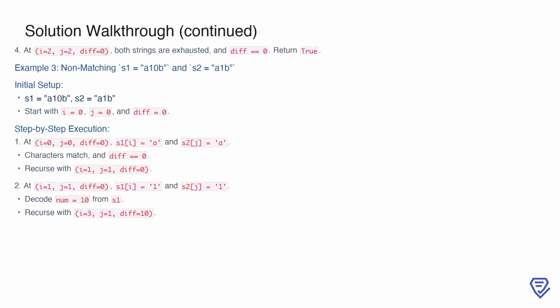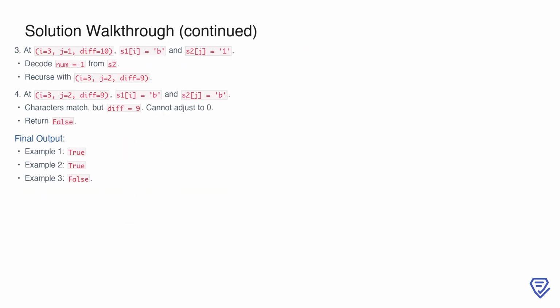Now, let's consider a third example with s1 equals a10b and s2 equals a1b. Starting at i equals 0, j equals 0, and diff equals 0, we see that s1[i] is a and s2[j] is also a. Since the characters match and the difference is 0, we move forward to i equals 1, j equals 1, diff equals 0. Here, s1[i] is 1 and s2[j] is also 1. From s1, we decode the number 10, which increases the difference to diff equals 10. We then move to i equals 3, j equals 1, diff equals 10.